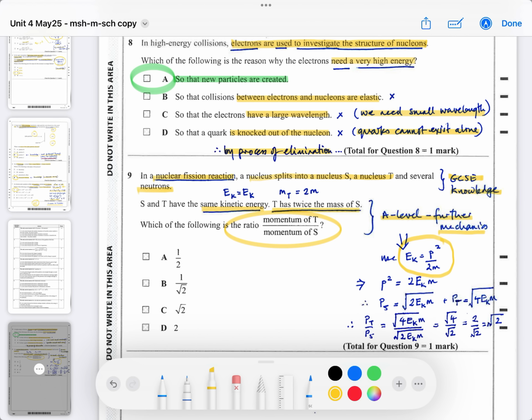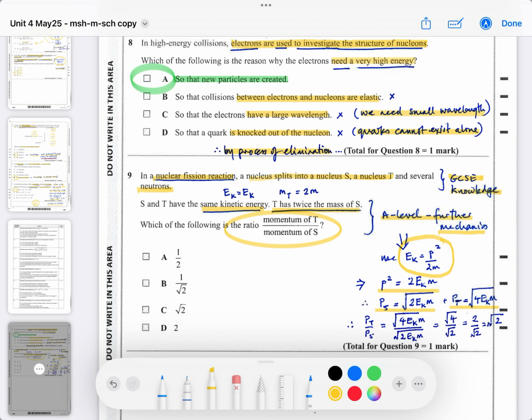So that means if we want to know the momentum, we need to make momentum the subject of the equation, because we know the kinetic energies are equal. So if we do two equations, it will be the square root of 2EkM. If the P of S is the square root of 2EkM, and the P of T, remember P stands for momentum, will then be twice the mass, so 2Ek times 2M, where M is the mass. So that's why it's 2 times 2 in front of EkM.